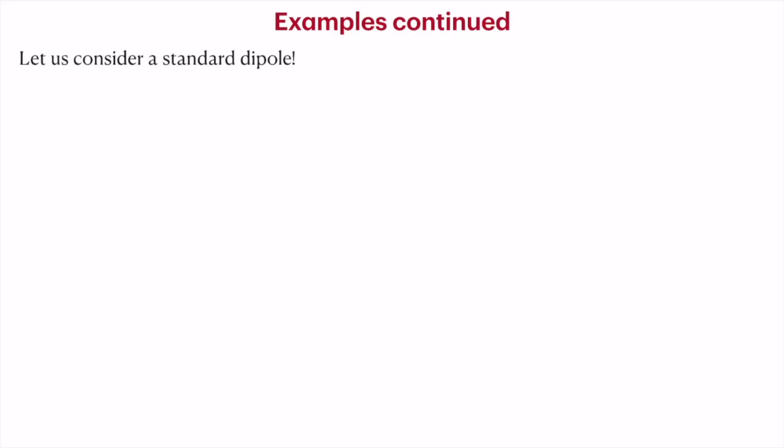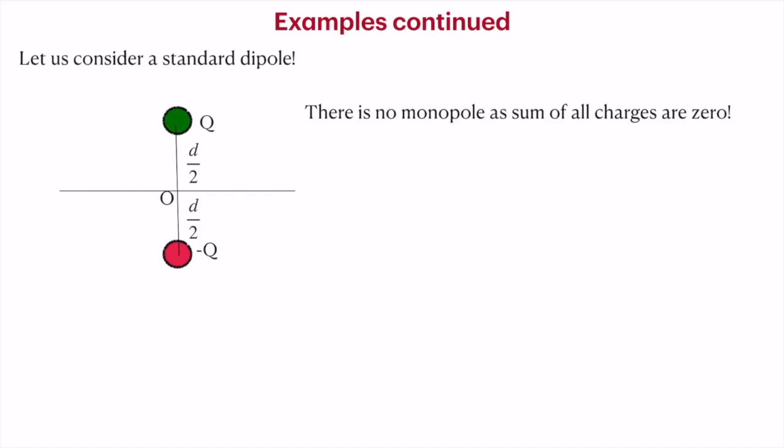structure. So let's take a second example, which we call a standard dipole. The standard dipole essentially is two charges. One is a plus q kept at a distance d by 2 along the y-axis, and a charge of minus q is kept exactly on the opposite side on the y-axis. So in this case, there is no monopole term, because the total sum of all the charges goes to 0 and they are symmetrically distributed, and so no monopole term.